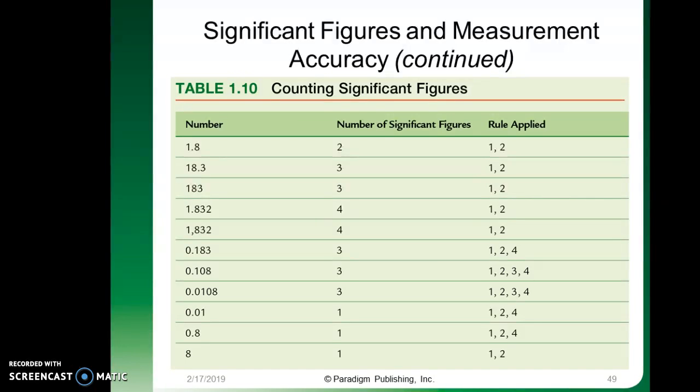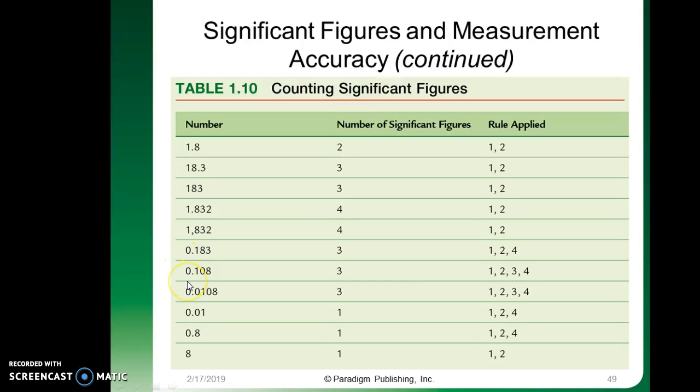So here are examples of how many significant figures there are. 1.8, they're all digits, so they're all considered significant, so that'll be 2. 8.3, again all digits, so 3 are significant. 138, all 3 of them are significant. 1.832 has 4 significant, and so forth.